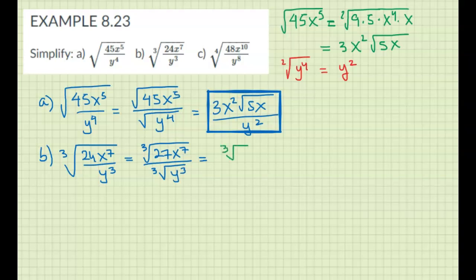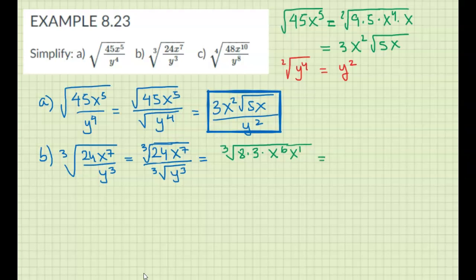So 27, oh sorry, somehow the 24 became a 27, so let's rewrite that. 24. Alright, so we're looking for perfect cubes here. So 24 I know is 8 times 3. Right, 8 is a perfect cube, so that's nice. And next to the 7, we've got to get the exponent to divide by 3. So we're going to split this up as x to the 6 times x to the 1.